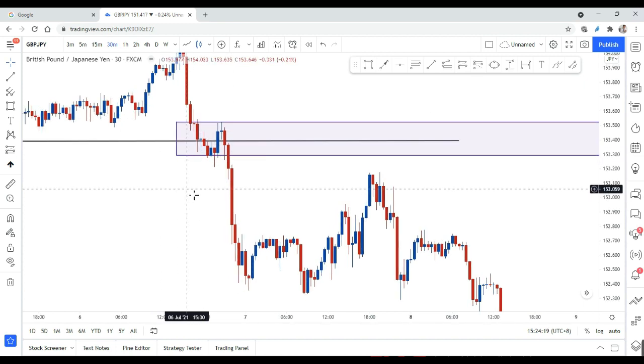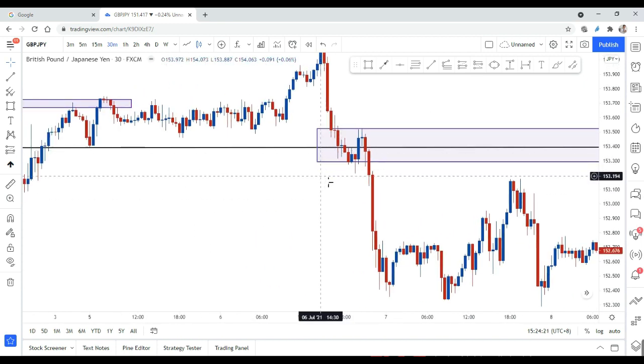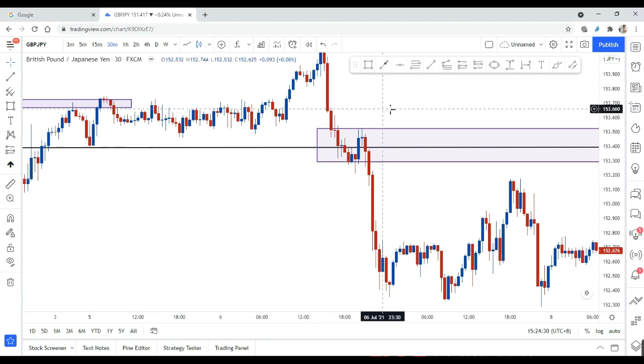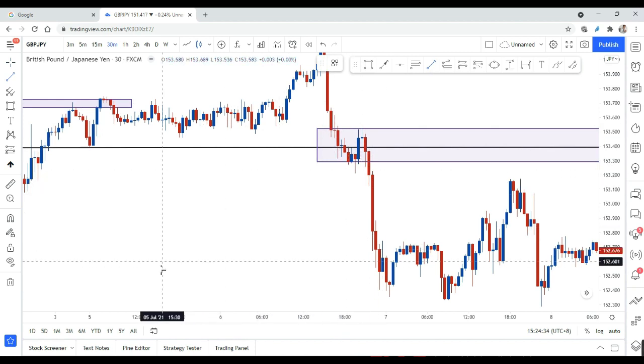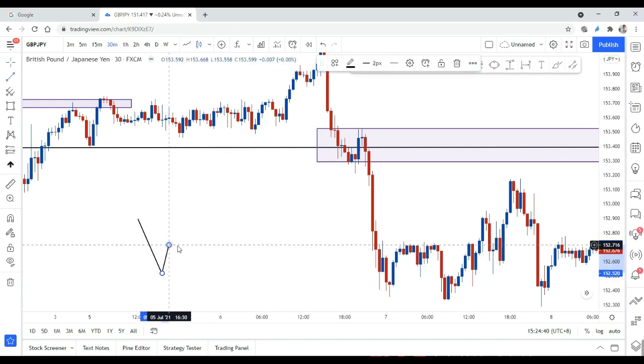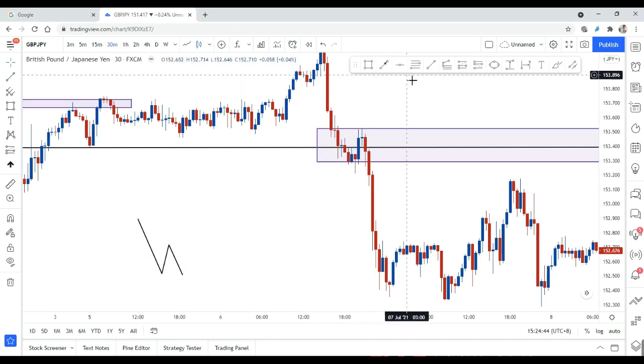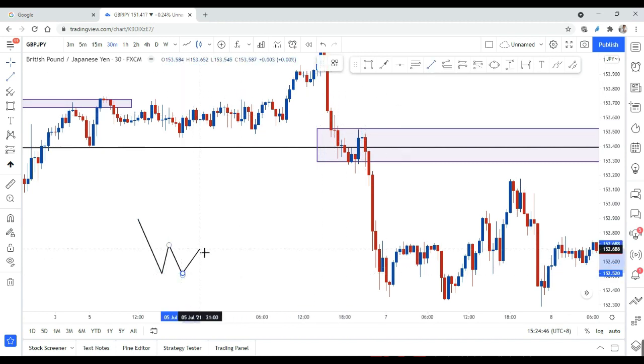But what I can identify from this area is that there is an obvious decision point. So what do I mean by decision point? I'm going to explain everything, don't worry. A decision point is something that, when the price drops, tends to make a price structure something like this.